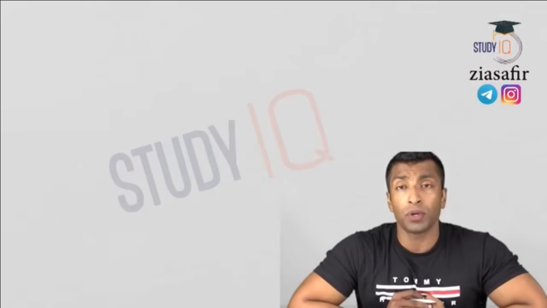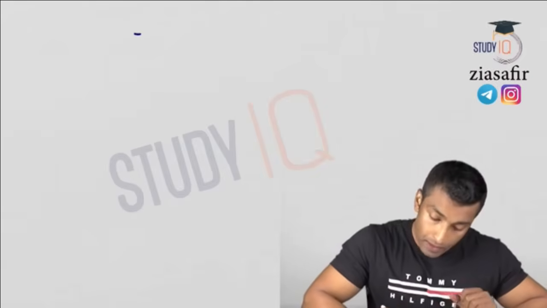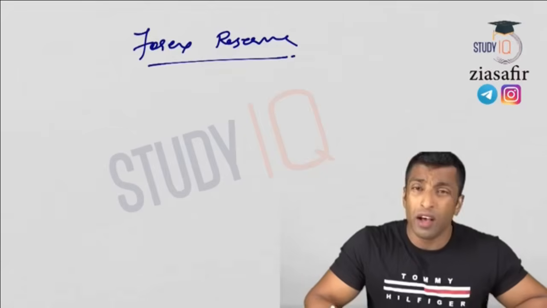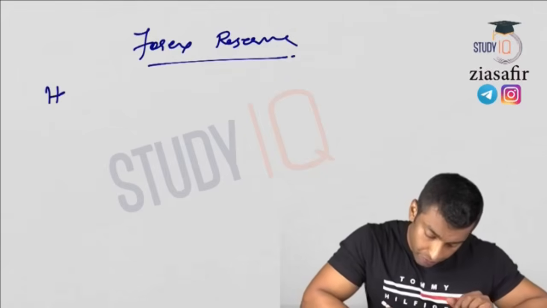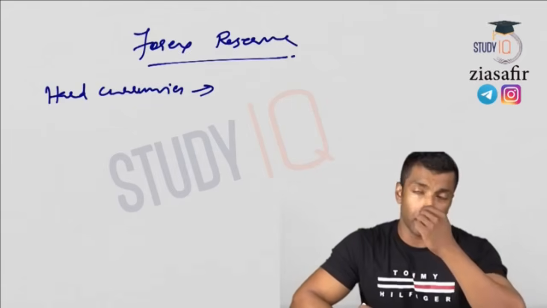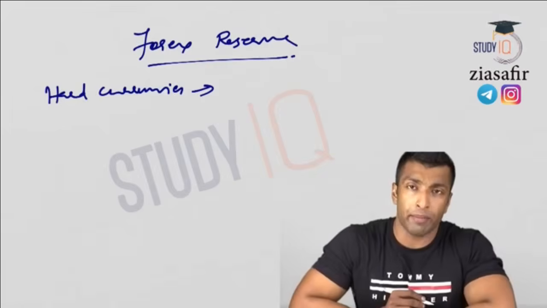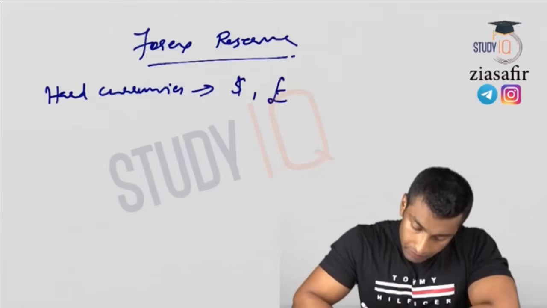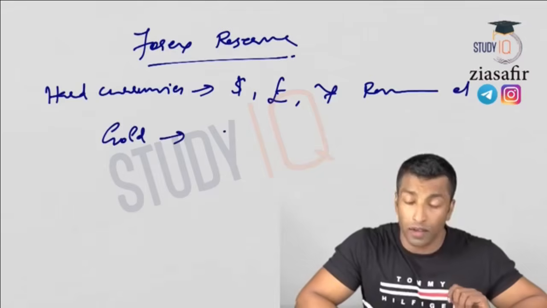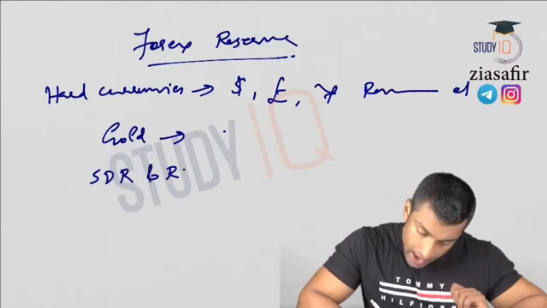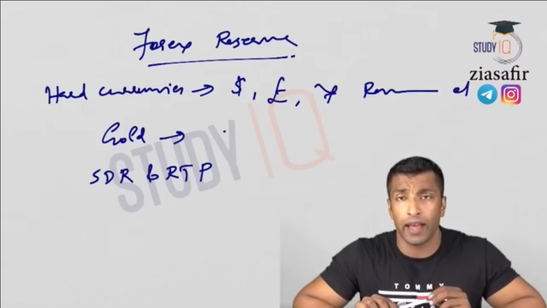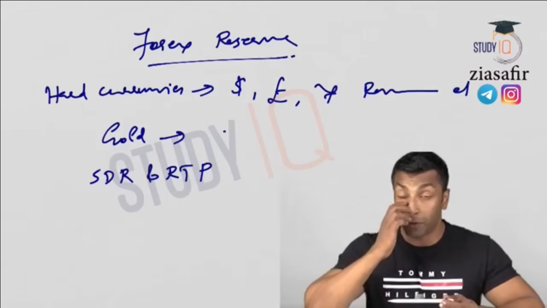Let's quickly now talk about Forex Reserve. What are the components? You have mostly hard currencies in terms of dollar, pound, yen, renminbi, etc. Then you have gold. And then you have SDR and RTP. What do you mean by SDR? SDR is the special drawing rights, and RTP is the reserve tranche position with IMF.